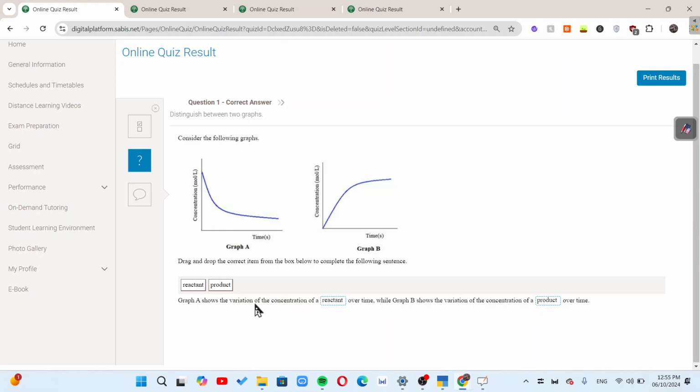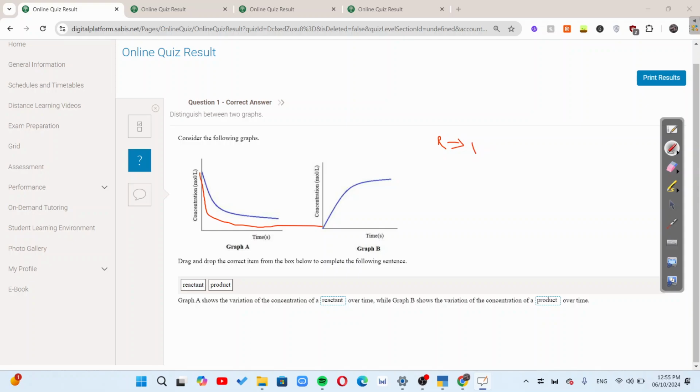graphs. So graph A shows the variation of the concentration of the reactants over time, while graph B shows the variation of the concentration of the products over time. We know graph A is about the reactants because reactants are being used up. When they're being used up, they're decreasing their concentration. So they're getting less because they're turning into products. Because we know reactants turn into products. So if more reactants are turning into products, this is going to decrease and this is going to increase.